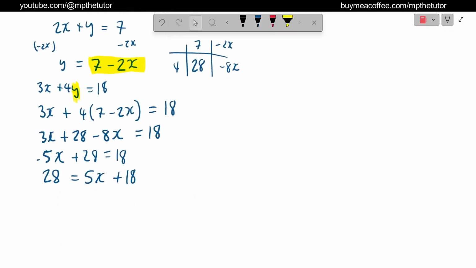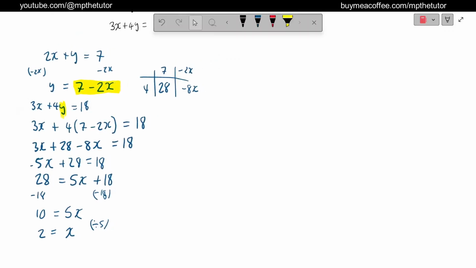And I've done that by just adding 5x. And then I'm going to take away 18 from both sides. Take away 18, so you get 10 equals 5x. And therefore you divide both sides by 5. So you get 2 equals x.